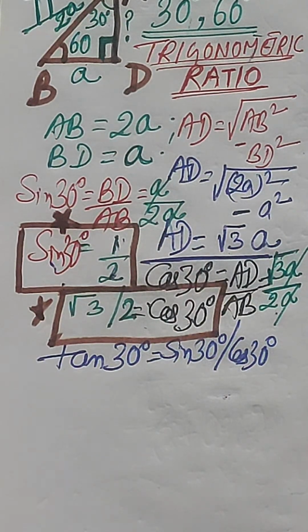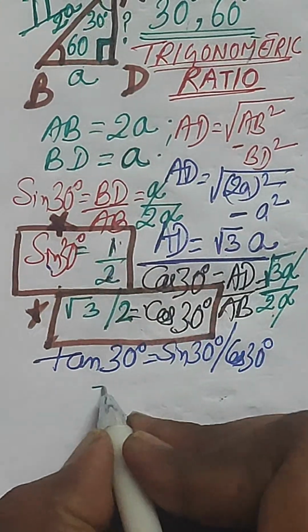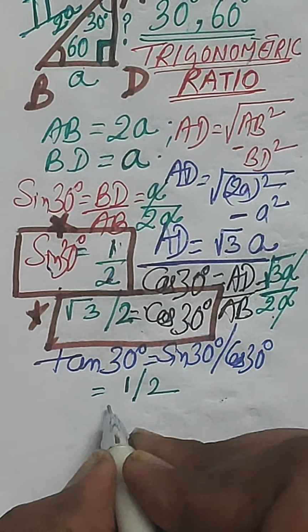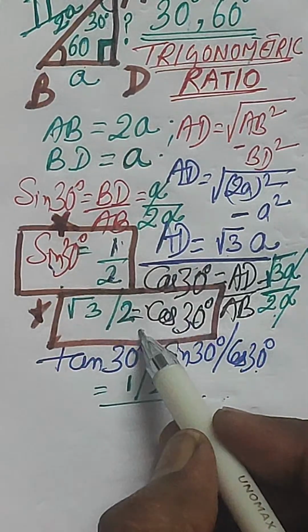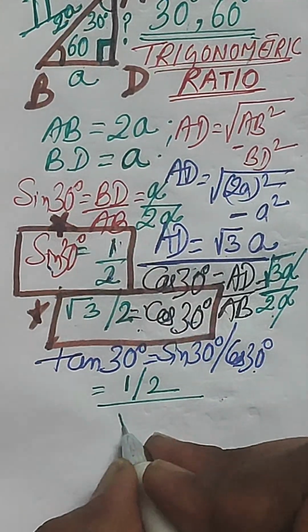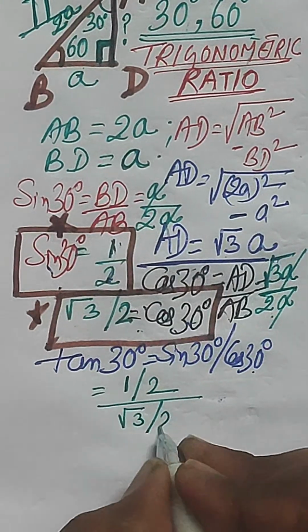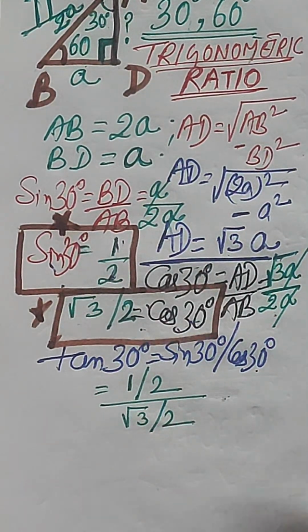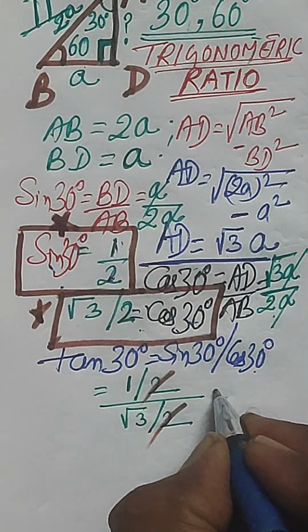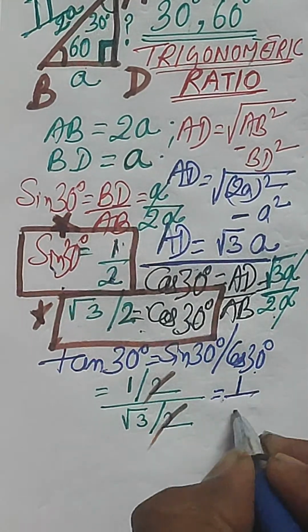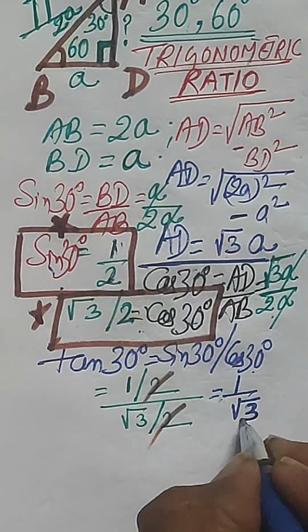What is the value of sine 30 degree? It's 1 by 2. So we write 1 by 2 divided by cos 30. What is the value of cos 30? Yeah, root 3 by 2. So just put it up, root 3 by 2. And here you can see 2 and 2 will be cancelled out. And the value of tan 30 is derived as 1 by root 3.